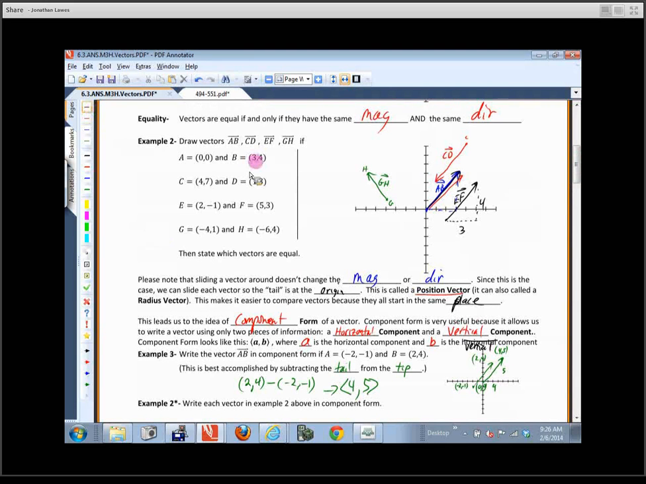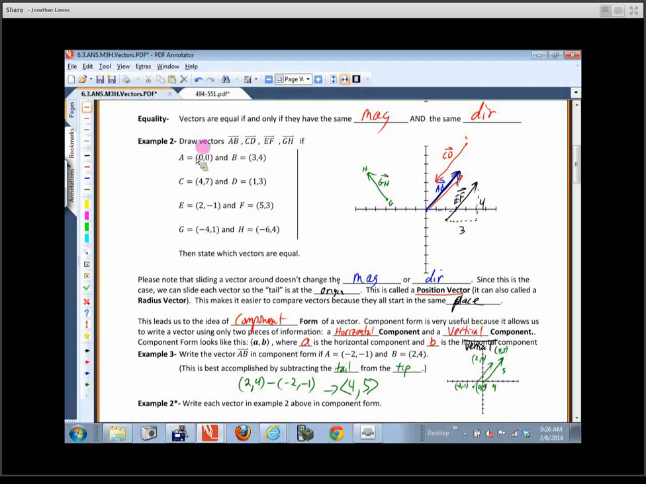Okay, so let's go back up here and let's write each one of these in component form. These are all the tips. These are all the tails. So on this one right here, how could I write the vector AB in component form? Tip minus the tail. 3 minus 0, 4 minus 0. Horizontal component of 3, vertical component of 4. Make sense? Tip minus tail. Minus 3, minus 4.